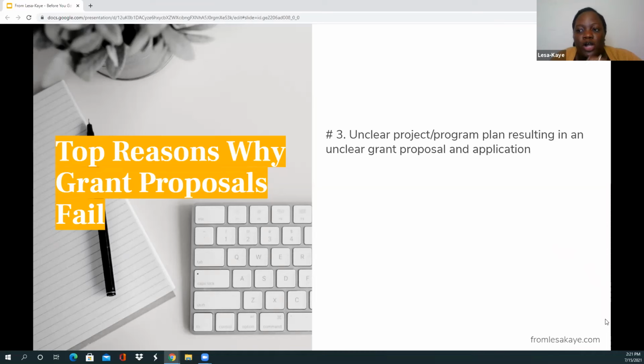if they cannot describe who the partners are and what the roles of the partners will be, and if they cannot describe the change or the impact, the results that their program or project produces, I cannot write a clear grant proposal. We cannot put together a clear grant application. So I would say, if you can't plan it, I can't write it. And that is why there are so many unclear, confusing proposals with missing information where the dots don't connect to what you're doing and why you're doing it, because there's an unclear project or program plan.